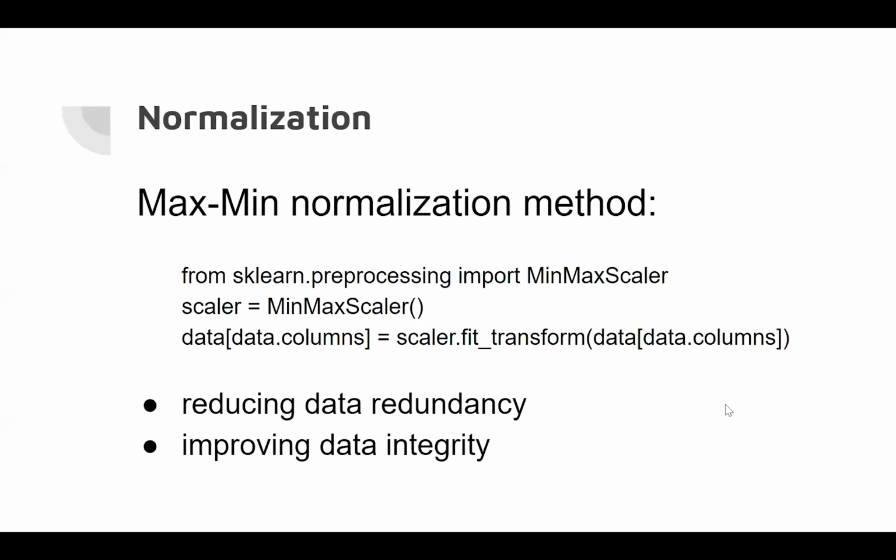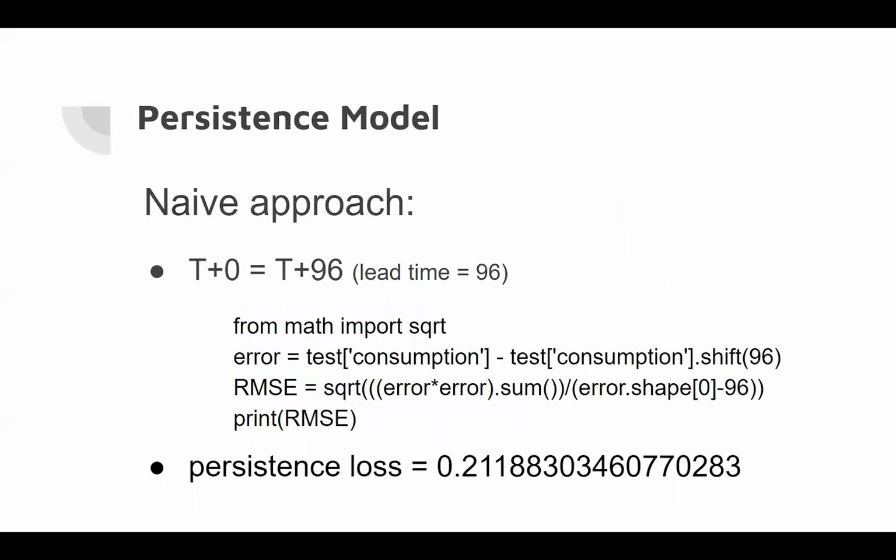Data normalization is efficient in reducing data redundancy and improving data integrity, and different methods can influence the model significantly. Based on experiments, we choose the max-min normalization method to normalize the data. For the persistent model, we use the naive approach, setting the predicted feature value equal to the observed present value, and get the persistent loss as 0.2118.